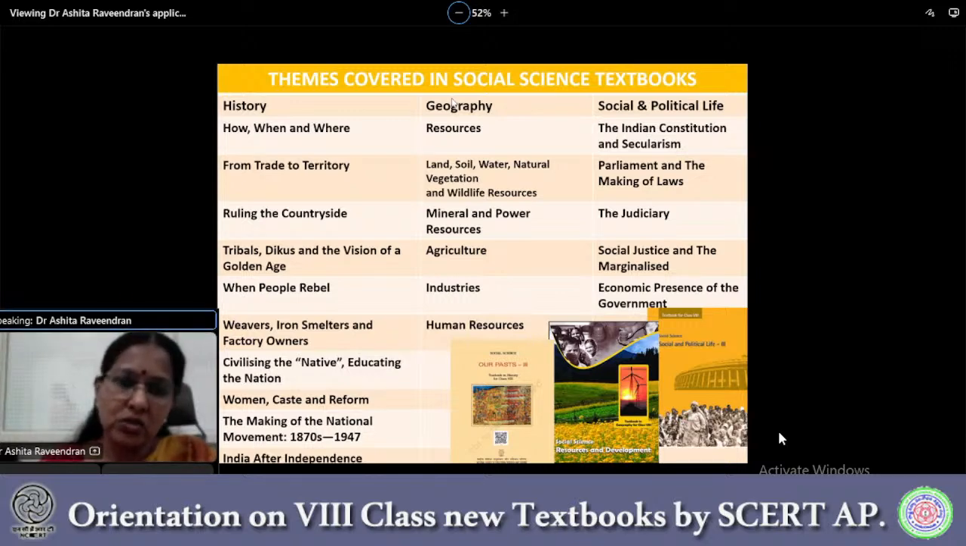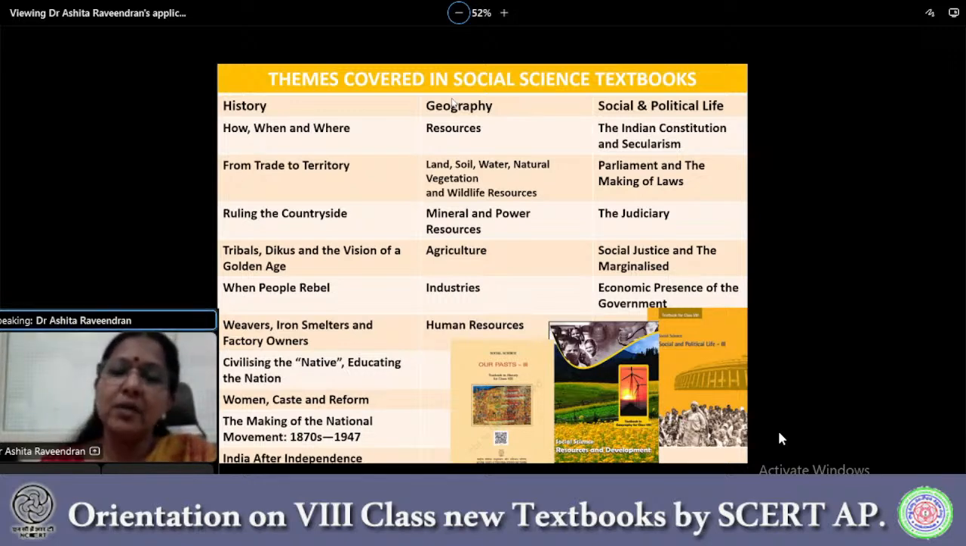So what are these constitutional rights? Various situations are given showing how, when and where these constitutional rights are being broken. The child is asked to write which constitutional rights the child feels are being violated there. Likewise, we have the judiciary system, and there is a discussion about how the judicial structure functions.